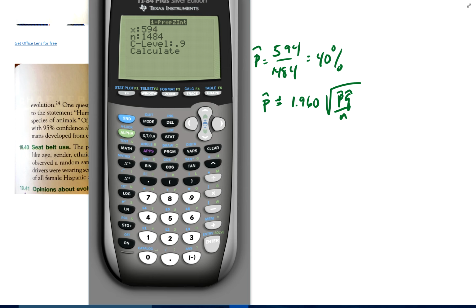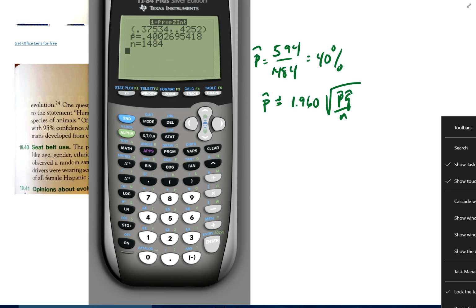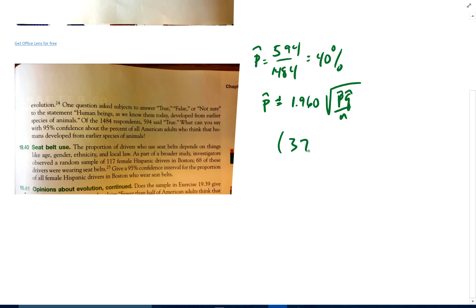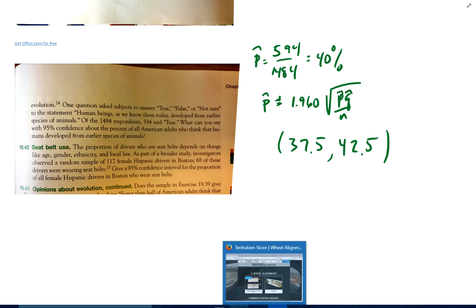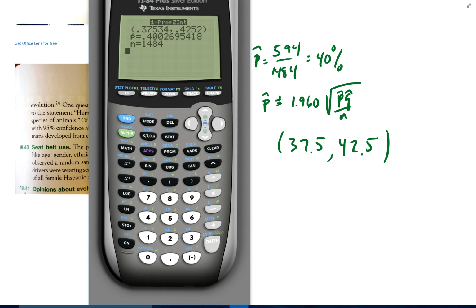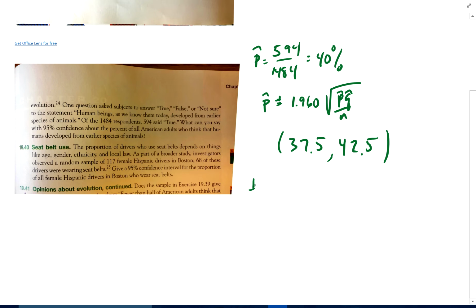Let's see, this was 95%, so 0.95. Calculate. 37.5 and 42.5. I think I got that right. 42.5, yep.